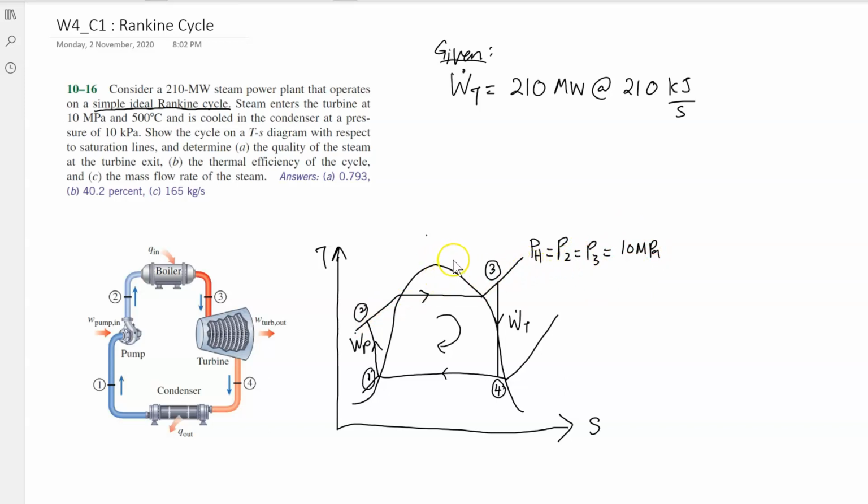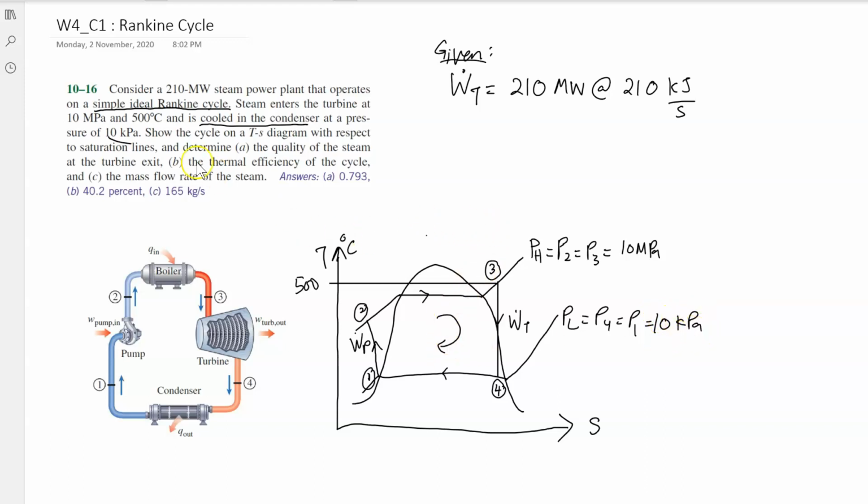Okay, and it also says here that at the inlet to the turbine, the given temperature is 500 degrees C. So I'm going to take my ruler here. So this will give 500 degrees Celsius. Okay, and it is cooled in the condenser. So it goes down from the turbine into the condenser at 10 kilopascal. So this is your low pressure, which is equal to your P4 and also equal to your P1, and the reading is 10 kilopascal.